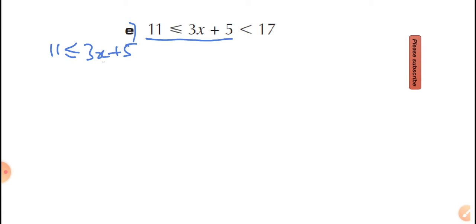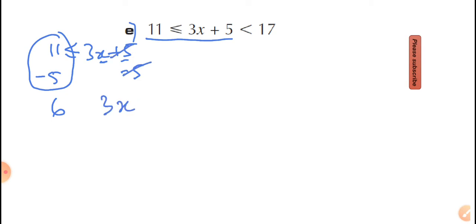So to solve this and to get the x on its own, I have to get rid of this plus 5 first. And how do I get rid of plus 5? The opposite, which is minus 5. So I take away 5 here, I take away 5 here. So on the left hand side, 11 take away 5 is 6. And on the right hand side, I'll be left with 3x. The plus 5 and the minus 5 cancels out, and just copy the sign down.